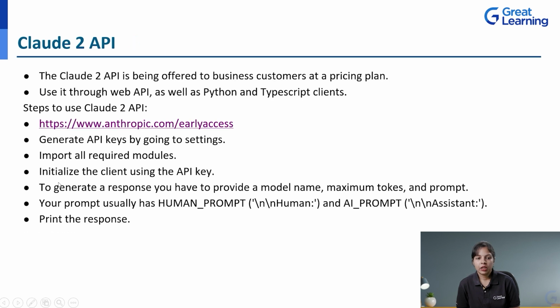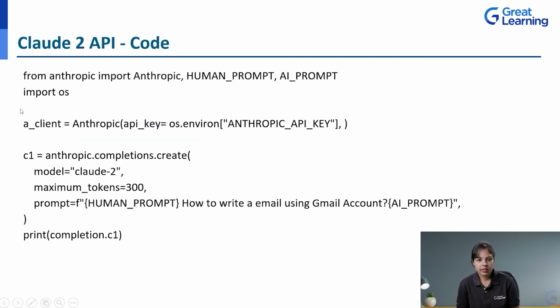After importing all the required modules, you have to initialize the client using the API key. You have to create an Anthropic client. That client is a kind of object or variable which you will be using in the entire program to generate the response. Make sure you have generated the API key, because that is what is being used over here. Let's see in the program.